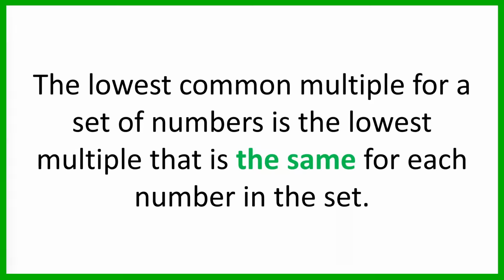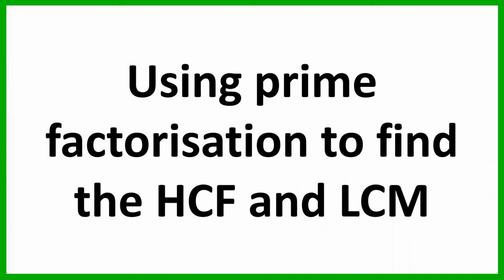Now, you have learned how to find the highest common factor and the lowest common multiple by listing the factors and listing the multiples, and looking at the factors to see which is the highest and looking at the multiples to see which is the lowest. But you also should have learned how to use prime factorization to find the highest common factor and the lowest common multiple. So I'm just going to quickly go through that with you to remind you about how to do that.